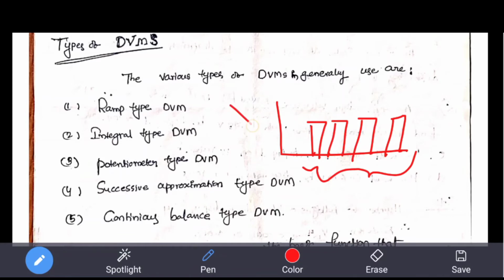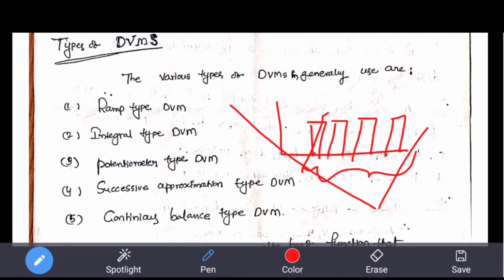Another type is the ramp type DVM. In the ramp type also, a ramp signal comes and counts the number of quanta levels. After the number of quanta levels is counted, it will display the value of the voltage. In the ramp type DVM we use a ramp wave, hence it is called the ramp type DVM.